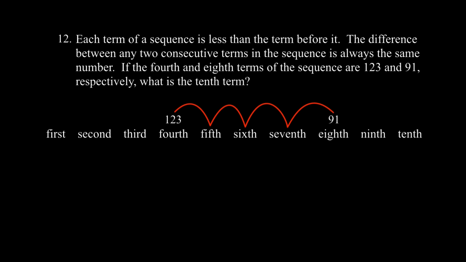We'll find the difference between 123 and 91. The difference between those two numbers is 32. Divide 32 by 4 and we get 8. Let's check that out to make sure that works. So we have this common difference of 8 between each of those numbers.